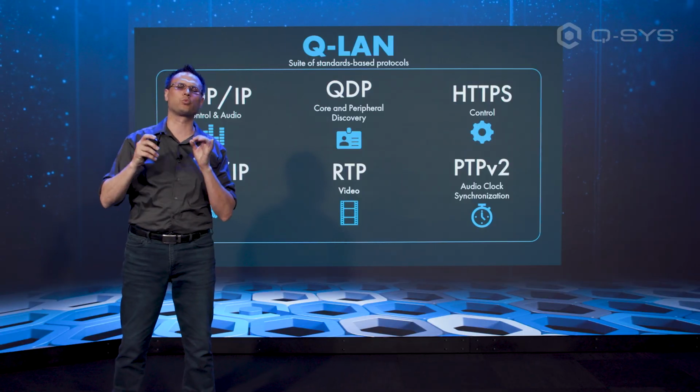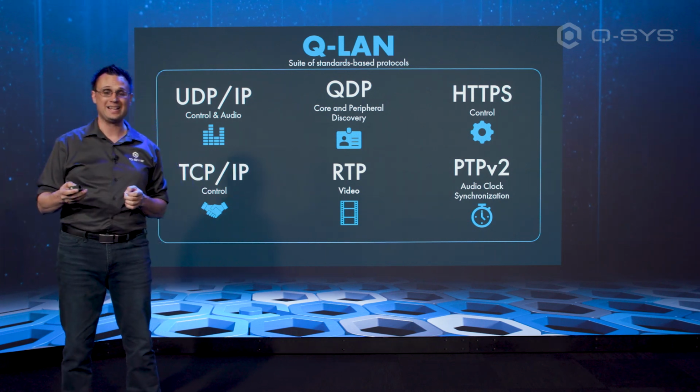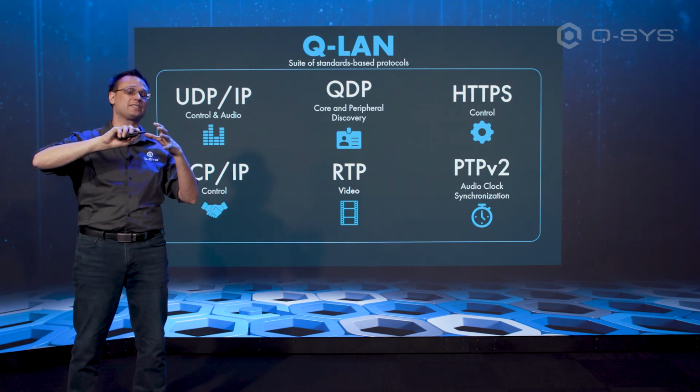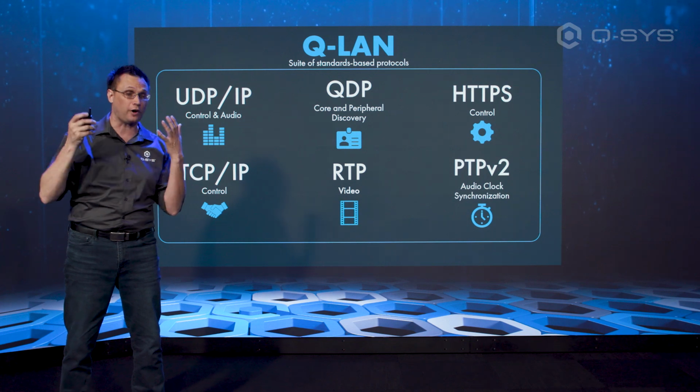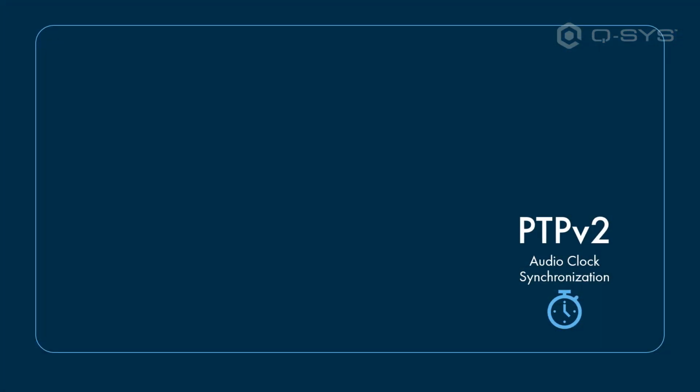PTP v2 is a really, really important protocol to get right. Maybe the most important one. This is what defines the entire timing of all of the packets across your network. Let's dive in. So, precision time protocol, this really is the glue that keeps your networks functioning.